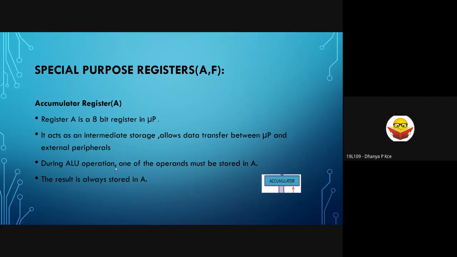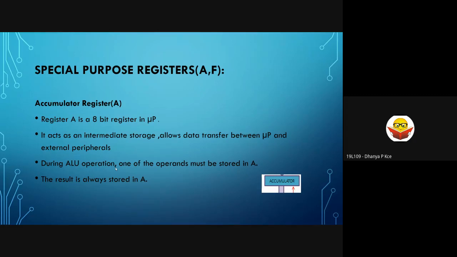During ALU operations, the two main registers which work very hard are A and F, the accumulator and the flag register. First, during an ALU operation, if I'm going to do simply an addition, 5 plus 7, which will give me the answer 12, surely one of these operands must be stored in the accumulator. And the second operand can either be stored in the specified register, or if you haven't specified any register, then it will by default take a temporary register.